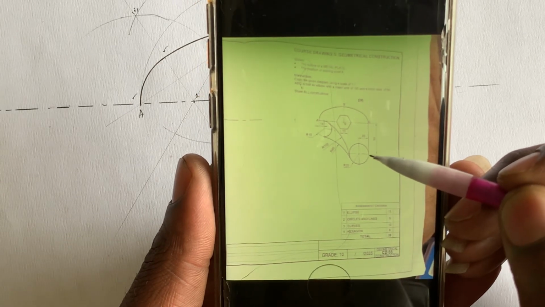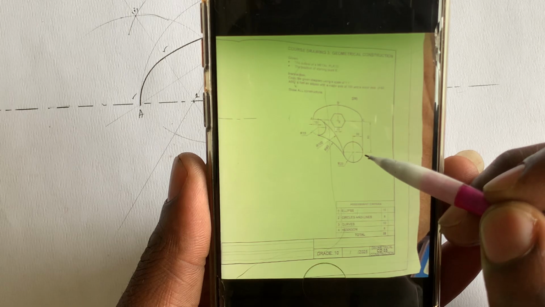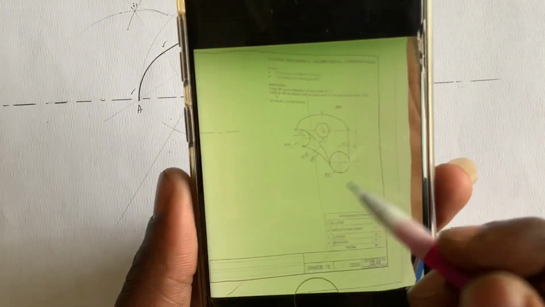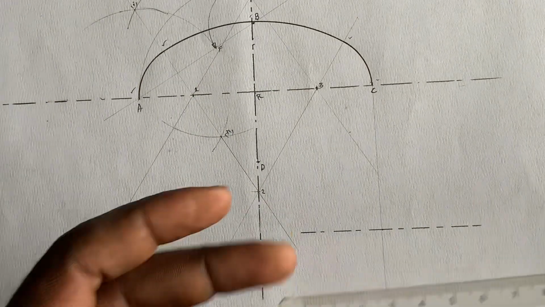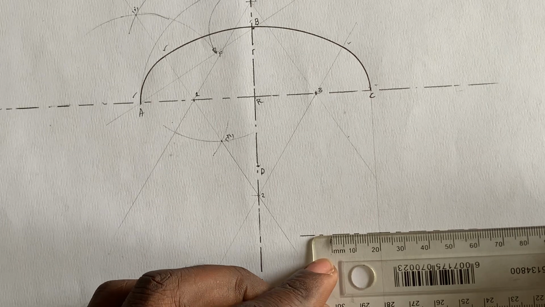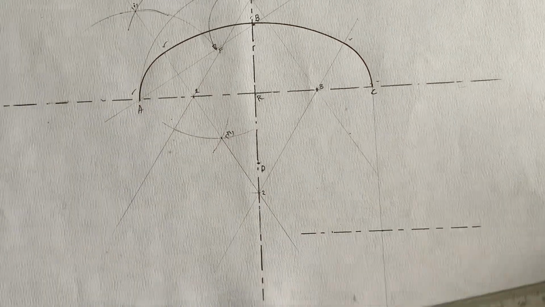So we are told that from here to the vertical one is how much? You will record 20 millimeter. Where do you start? Start here and go to your left hand side. Using a scale of 1:1, there is my 20. So I simply mark it. You get it?